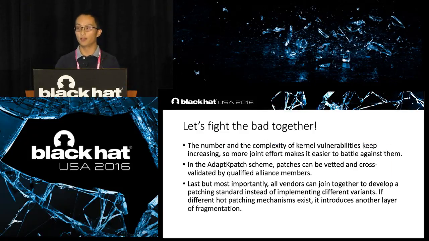So based on the workflow that we listed in the above slides, we can get a joint effort from the overall ecosystem. So why should we have the combination of the effort? Because kernel vulnerabilities are getting more and more complicated. So a joint effort means more and more forces can help to generate patches to tackle the vulnerabilities. And in the Adapt K patch scheme, patches can be vetted to be more secure if there are more vendors here to vet the patches. And last but most importantly, all the vendors can join together to establish a standard.